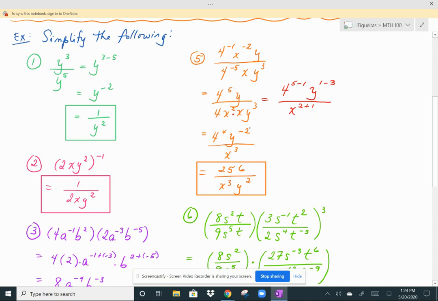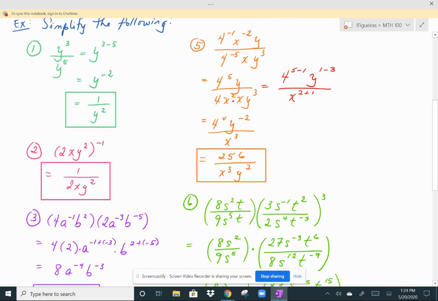But y to the negative 2, well, we know we have to move that to the denominator, and it becomes y to the second. So your final answer is the expression that's here in the box, 256 over x cubed y squared. All right, number 6.